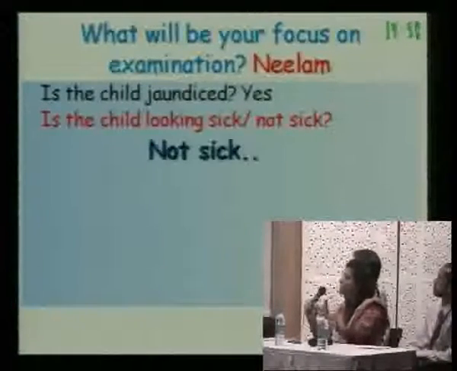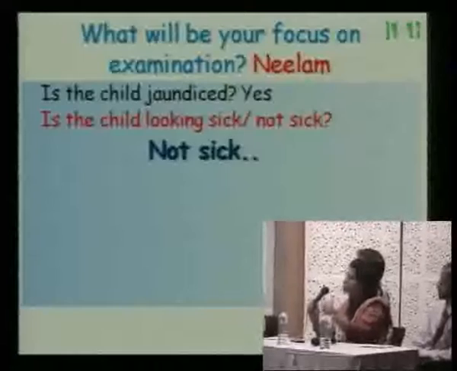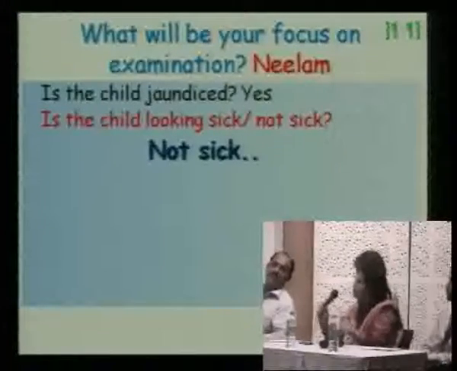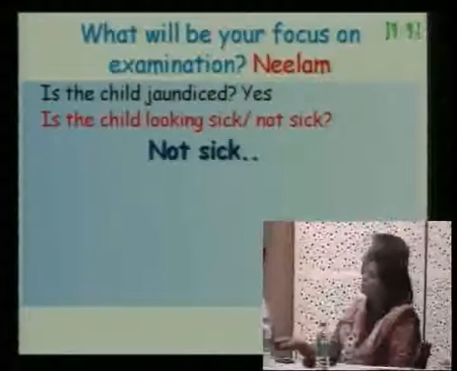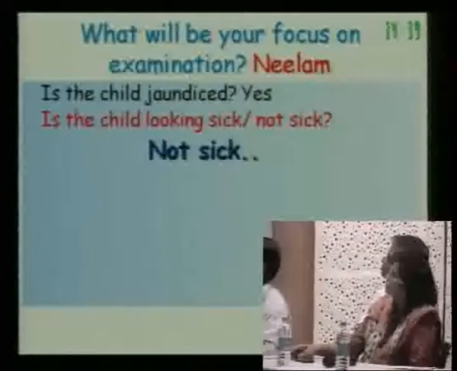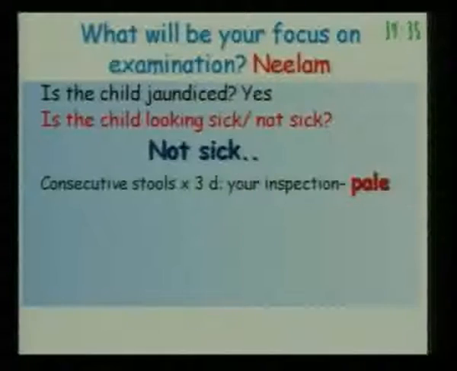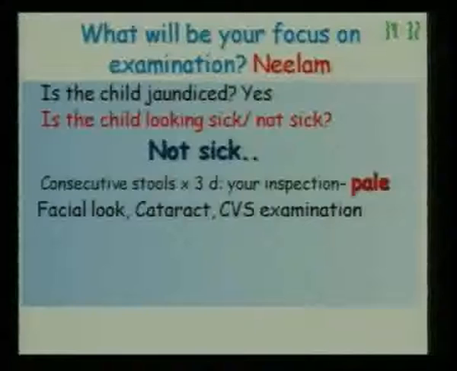And then I will decide on examination whether there is organomegaly, whether there is liver, spleen, edema, etc. The baby is not sick. What are the things? One is the consecutive stool for 3 days, which are pale in color. And then you would also like to concentrate on the facial look, cataract and CVS examination. Can you highlight why we are saying these 3 pointers: facial look, cataract, CVS examination in this child?